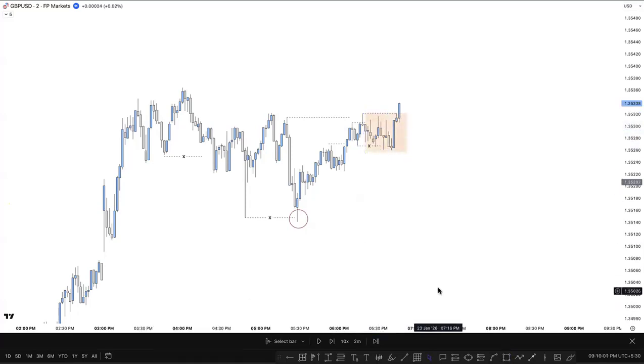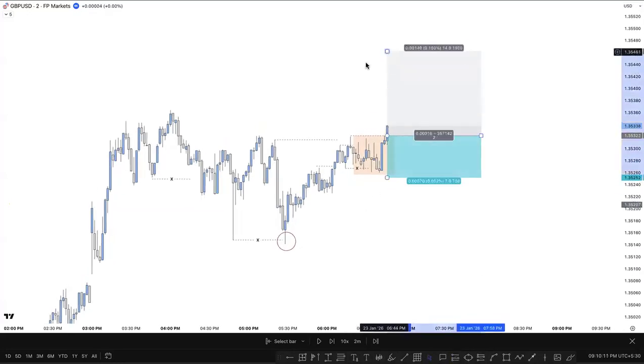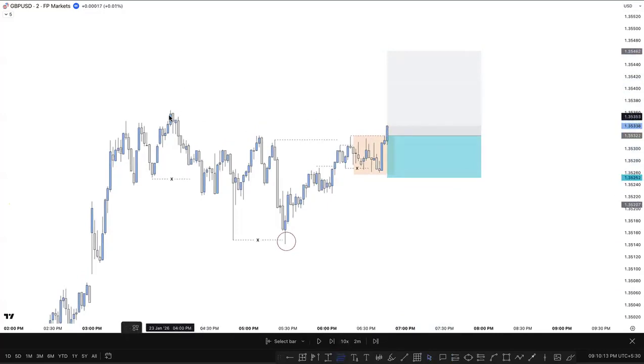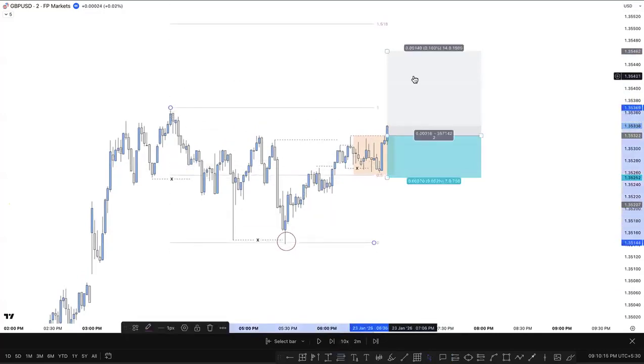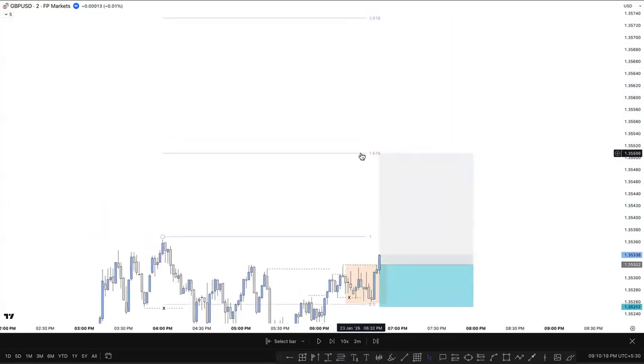And this is our zone right here, and this will be our entry right here. Put the stop loss just below it, and the target we can set based on the Fibonacci tool, top to bottom right here. 1.618 is our target right here, and the second target is 2.618.